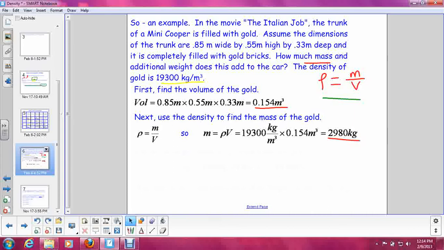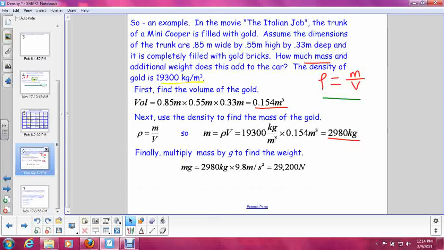So, to find out the weight of an object, we multiply its mass by the acceleration due to gravity. So we take 2,980 and multiply by 9.8, and it turns out that this gold would add over 29,000 newtons of weight to this Mini Cooper. And as a side note, the mass of a Mini Cooper is only a little over 1,000 kilograms anyway. So this is adding quite a bit of heft.